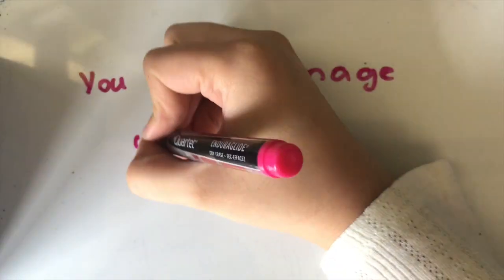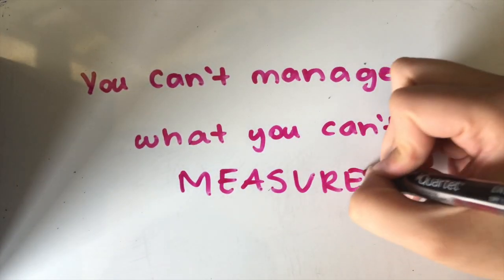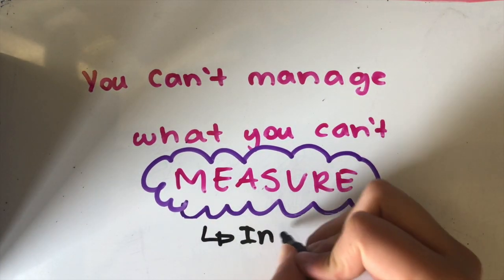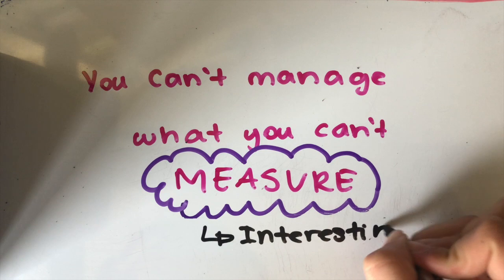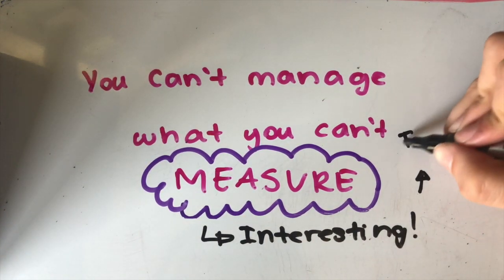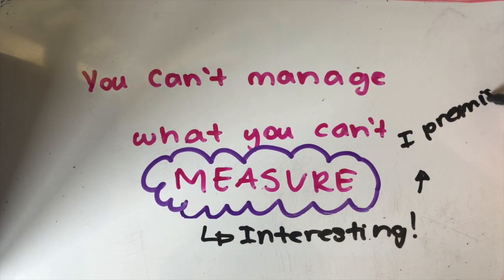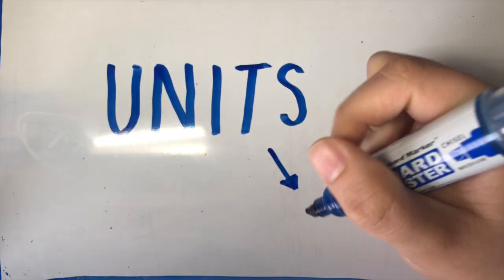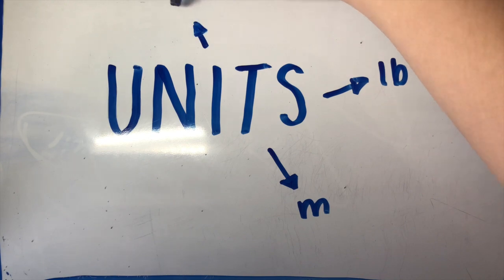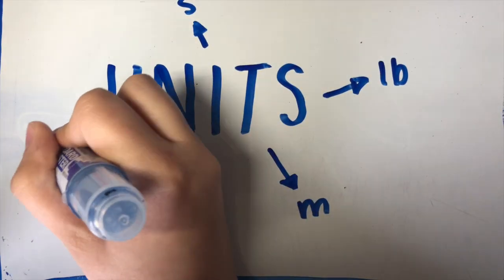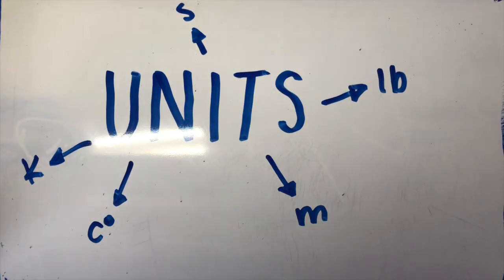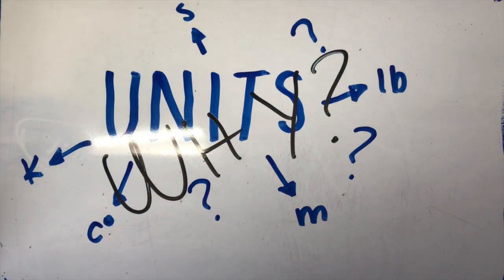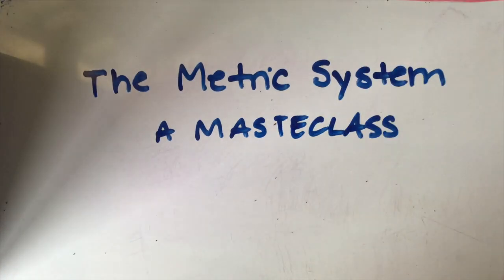A very common proverb says, "You can't manage what you can't measure." Although I don't completely agree with that statement, I have to say, measurements are quite interesting. But the thing is, I always wondered, where does our measurement system come from? Like, is it totally random? Did someone just look at a rock and say, well, this is 1 meter, great, have a nice day? Well, I'm gonna try to provide answers to those questions in today's masterclass.